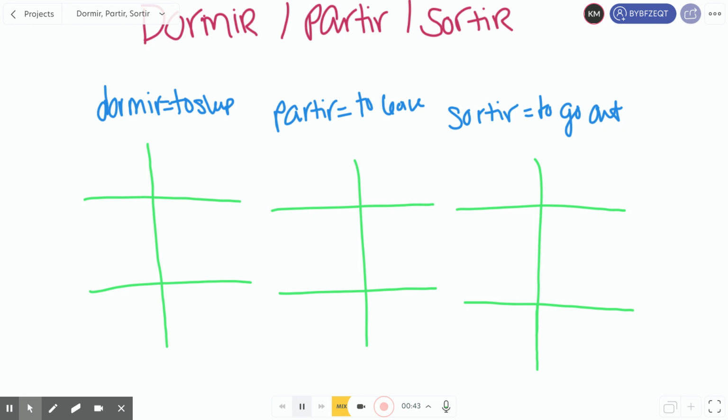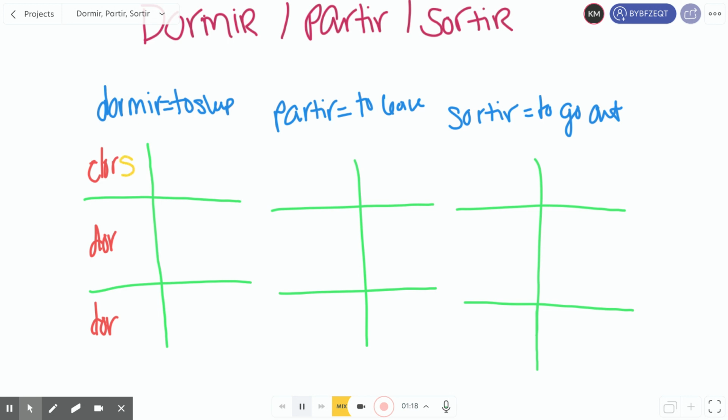And so the reason we're learning these three verbs separate from when we learned IR verbs is because these three verbs have a little bit of an irregular change that happens with them. So let's talk about dormir and how to conjugate dormir first. First, we're going to drop the MIR. So we're going to drop the MIR and write our stems. We have DOR, DOR, and DOR.